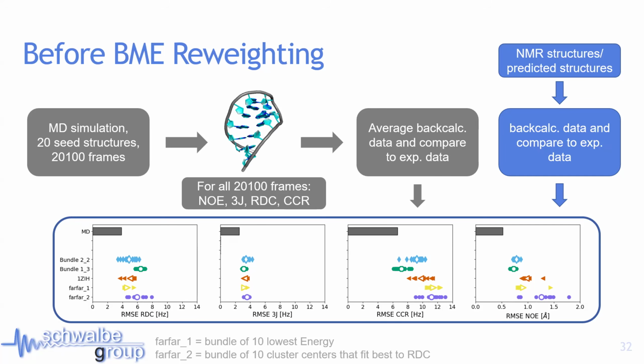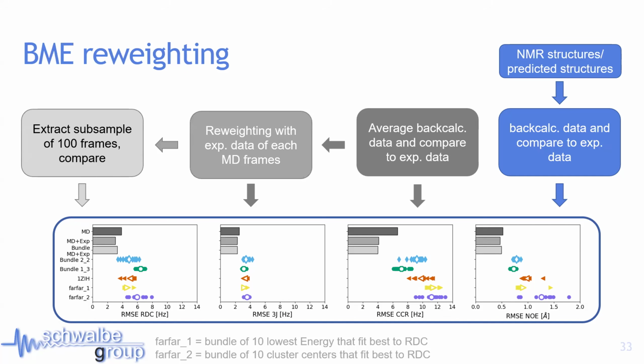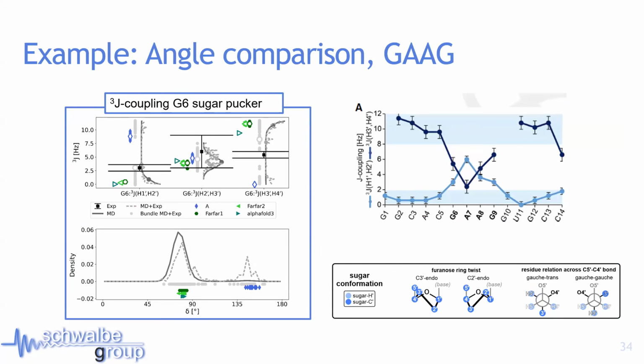So the MD simulation does a better job. We did the reweighting. We extracted a sub-ensemble of 100 frames because 100 frames is much easier to work with than 20,100 frames. The 100 frames are actually better in explaining our experimental data. And these 100 frames can then be easily analyzed.